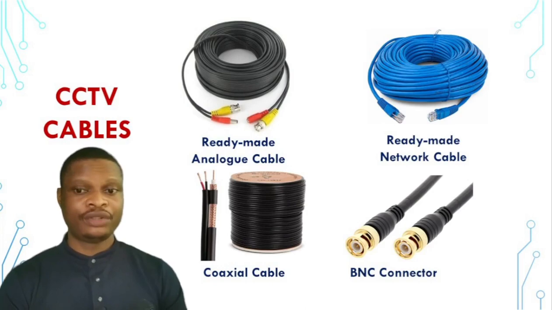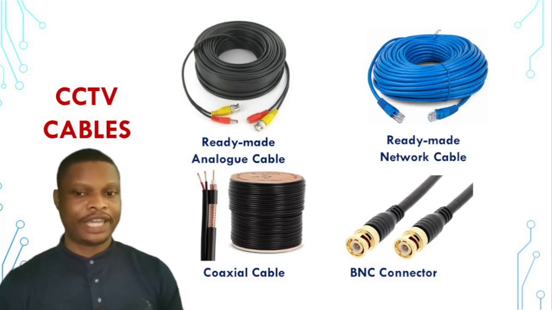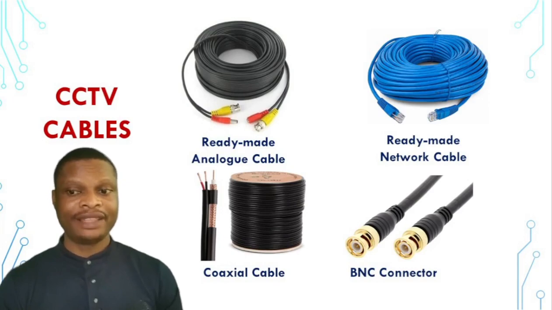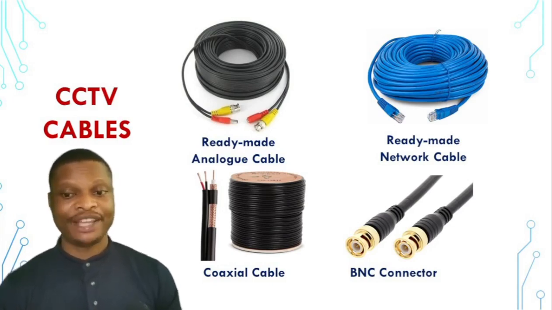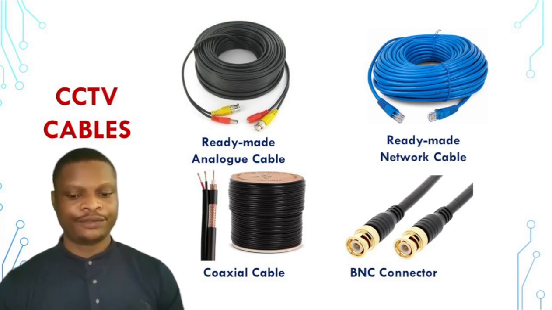If you look up here, you see the ready-made analog cable, which has the red and the yellow. The red is for power, while the yellow is for video signal connection. We have ready-made network cable. If you are connecting your CCTV to a network cable, this is the ready-made network cable you will use, which is called RJ45 network prepared cable. We have coaxial cable, which is not prepared yet. Maybe you want to make your cable by yourself. This coaxial cable is what you need, together with a BNC connector, which will give you signal to your video.